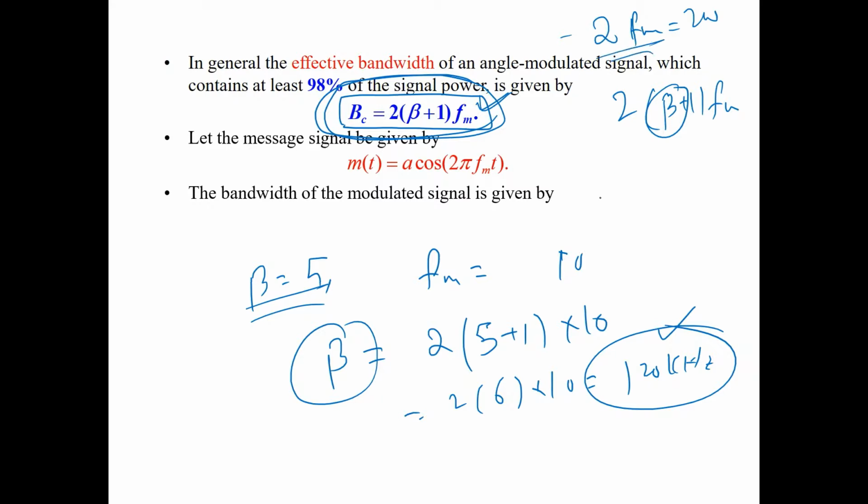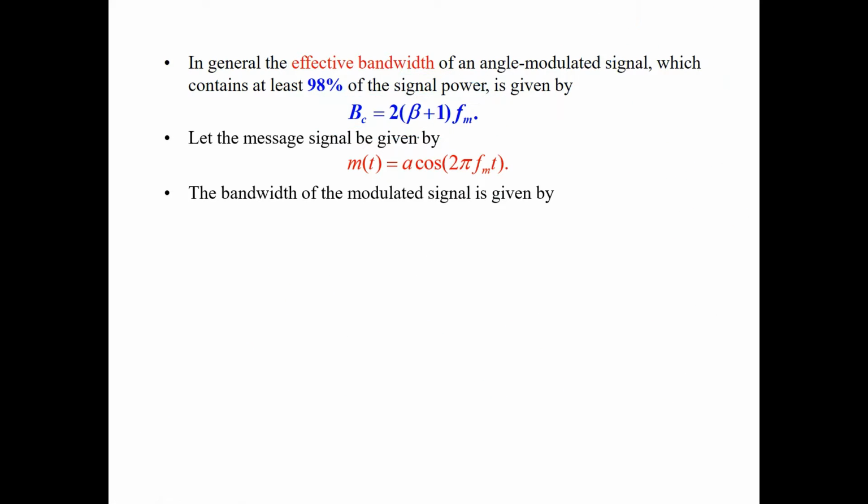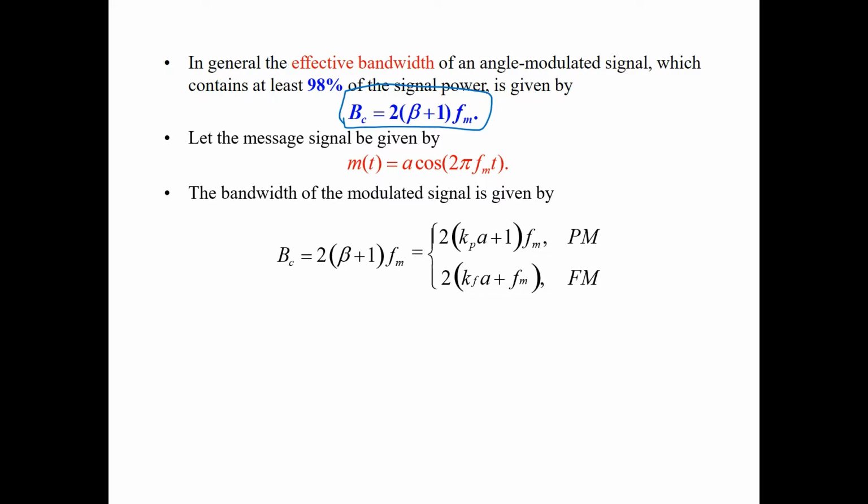At the same time, if we calculate the AM bandwidth, that will be 2 times 10, just 20 kilohertz. So you can see that FM has a much higher bandwidth. These are just expressions for the effective bandwidth calculation. We can also express them by just replacing beta. In the PM case, we know beta is kp times A, kp into the maximum amplitude of m of t.